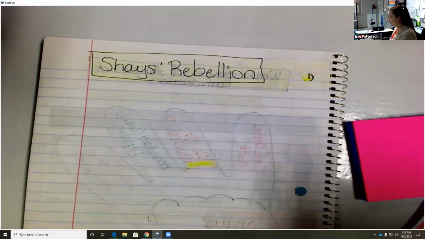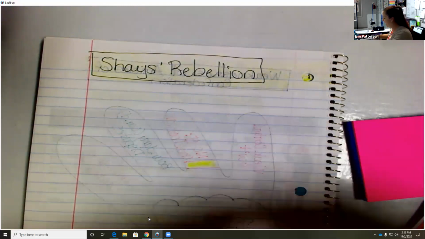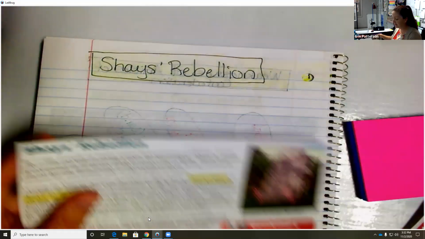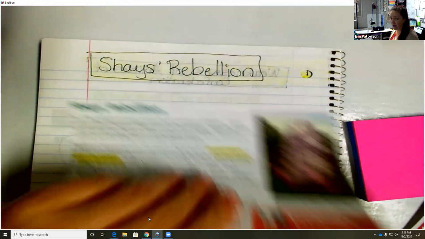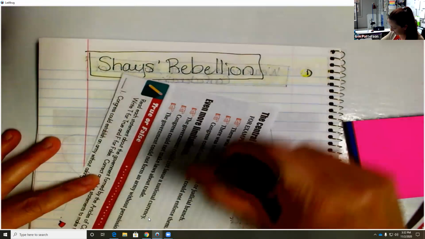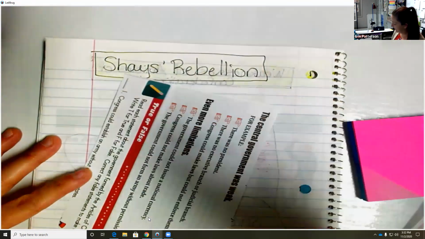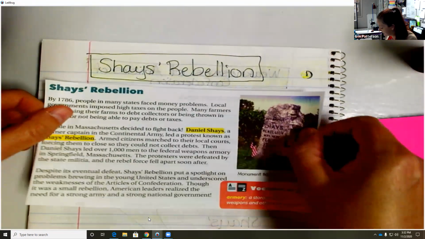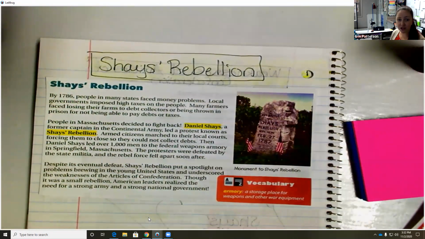A lot of them were sent to debtor's prison. They had spent their time fighting in the war, and now they get home and they don't have the money to pay their debts. Their families are not being taken care of after fighting for this country. And everybody in general is just unhappy. And it finally results in Daniel Shays sharpening his weapons and saying, hey guys, let's have another revolution.